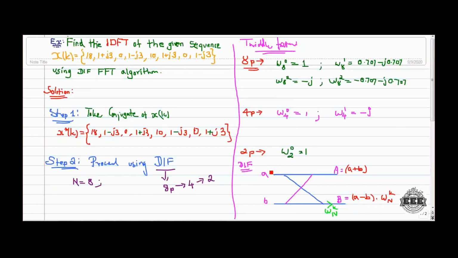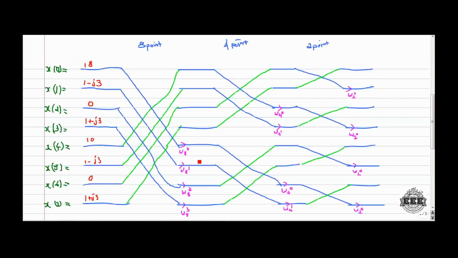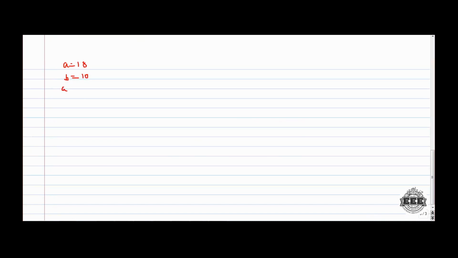Now we proceed according to the DIF radix 2 algorithm. This is the small input A, and the second input is B, and from these we get capital A and capital B. For the first sequence, A value is 18 and B value is 10. Right? 18, 10. Yes, correct. And the twiddle factor value omega 8 power 0 is 1. So capital A value is 18 plus 10 is 28, and B value is 18 minus 10 is 8, into 1 is 1.